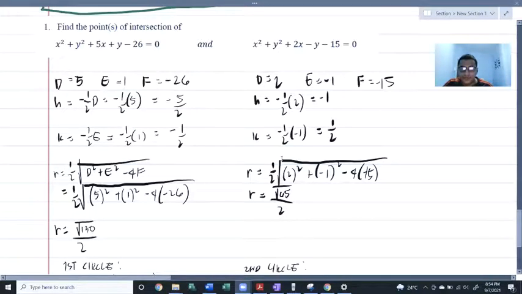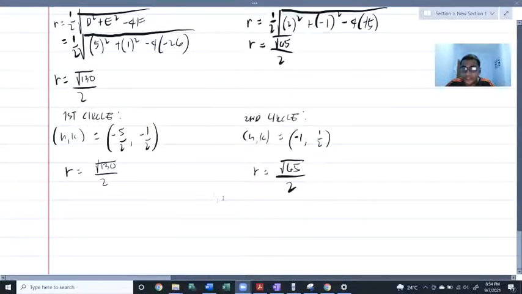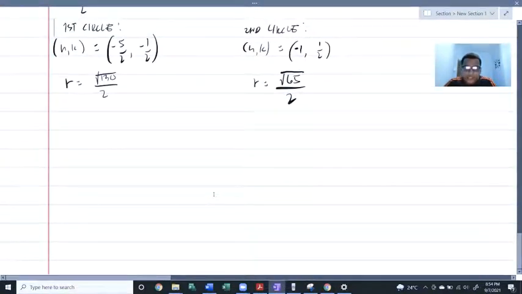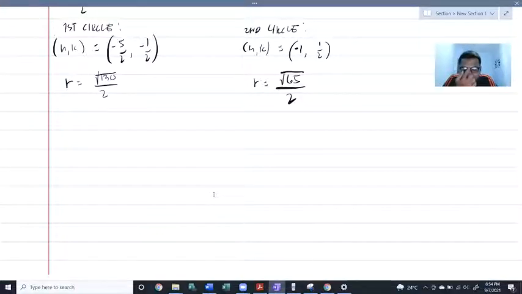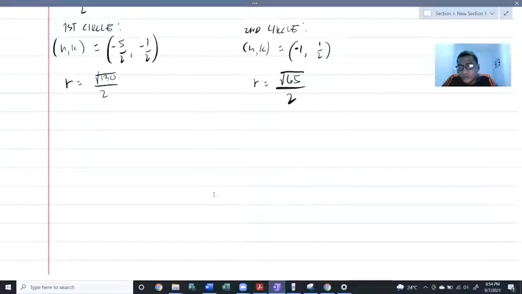Okay, now that we have our radius and center of the circle, we can graph it now, class. Okay, let's graph it and see if the two circles intersect. Or algebraically, we can determine if the two circles intersect if we compare the distance between the two circles with the sum of the radius.